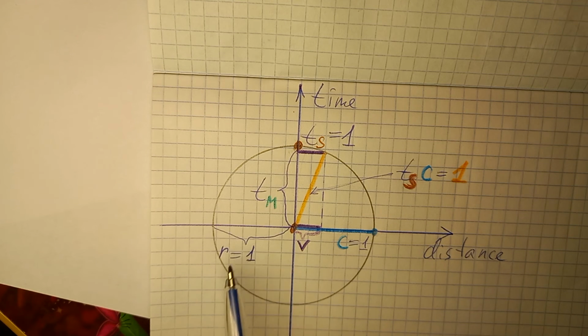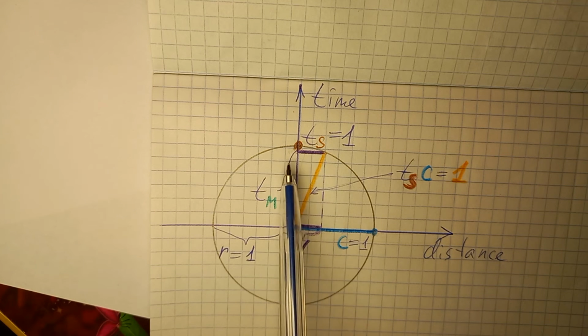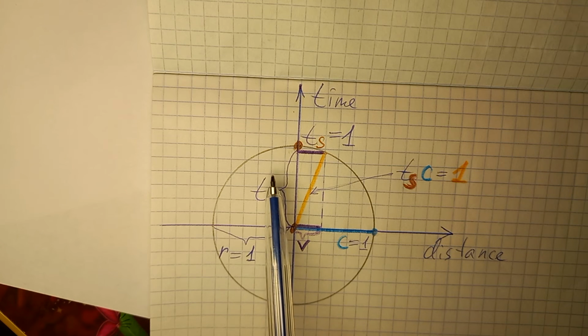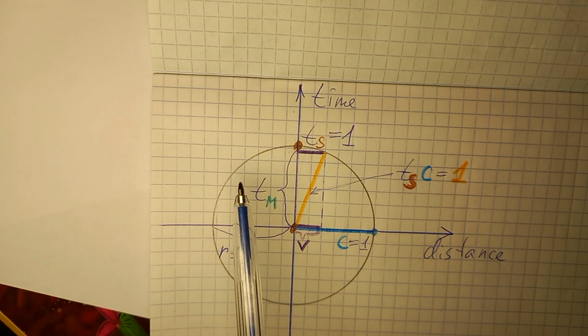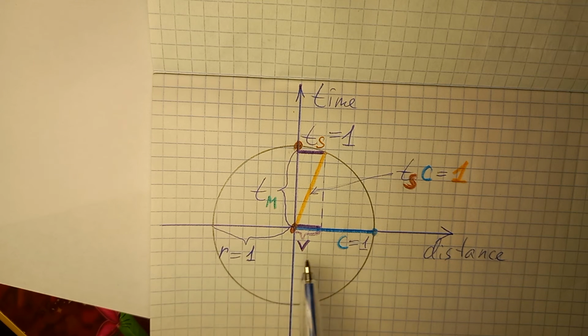So all observers, it seems, experience less time than the stationary observer. So at velocities close to 0, this diagram becomes Euclidean space. So if we have small v, all observers experience almost the same time.